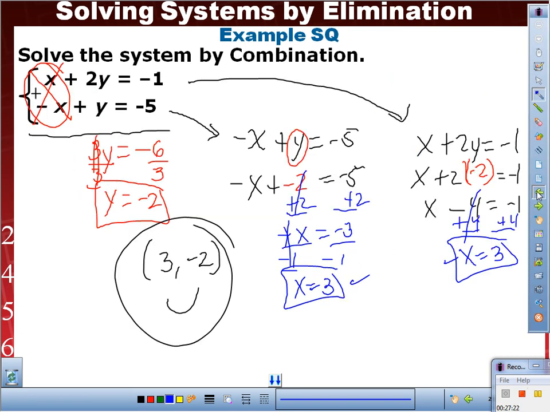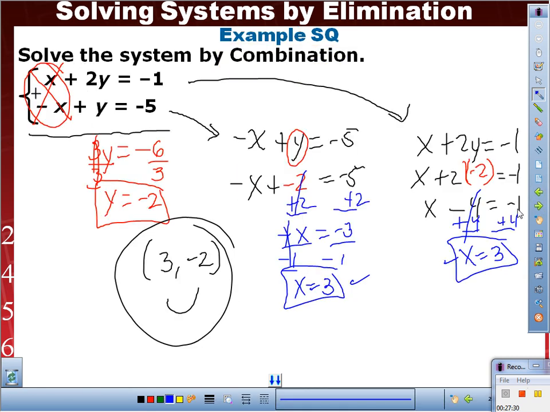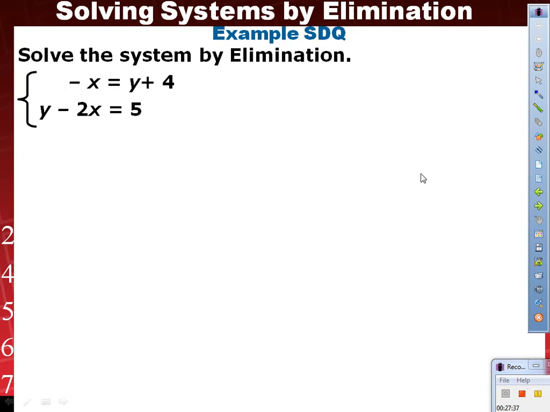Let's look at what we've done so far. We started with this one. Pay close attention to this part. Started with this one. We went to this one. We went to this one. Are we there so far? But now we're going to this one. Copy that one, please. Example: system given. Negative x equals y plus 4 and y minus 2x equals 5.